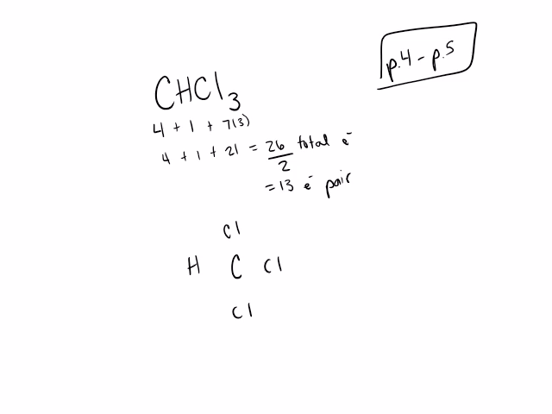Okay. Step 5, place one pair of electrons as a dash representing a single bond. So I'm going to give some shared pairs. So 4 shared pairs here. Everybody spread out.